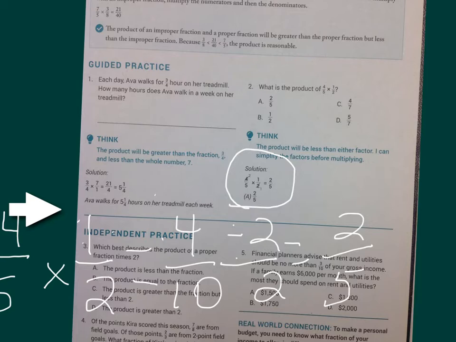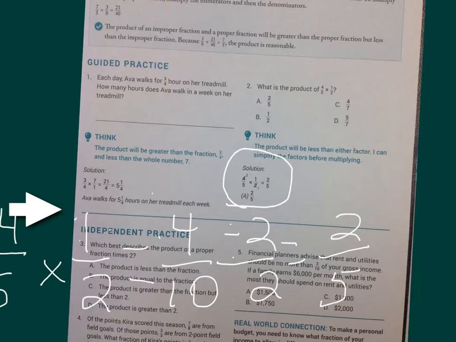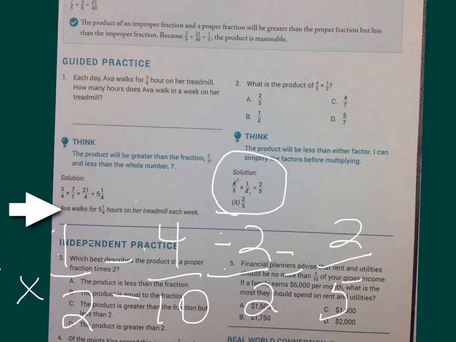Now in the solution on the problem on our paper, it says we're going to simplify. So we know that 2 and 4 will both go into 2. So 4 will divide into 2 2 times, and 2 will divide into 2 1 time. So all we have to do is just multiply it out. 2 times 1 is 2, and then 5 times 1 is 5.